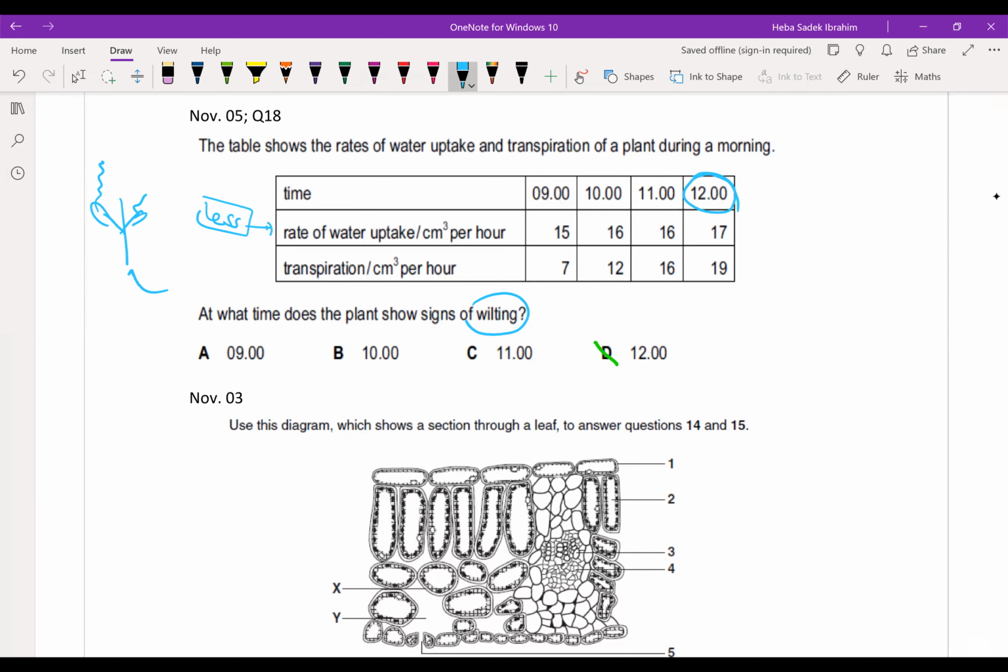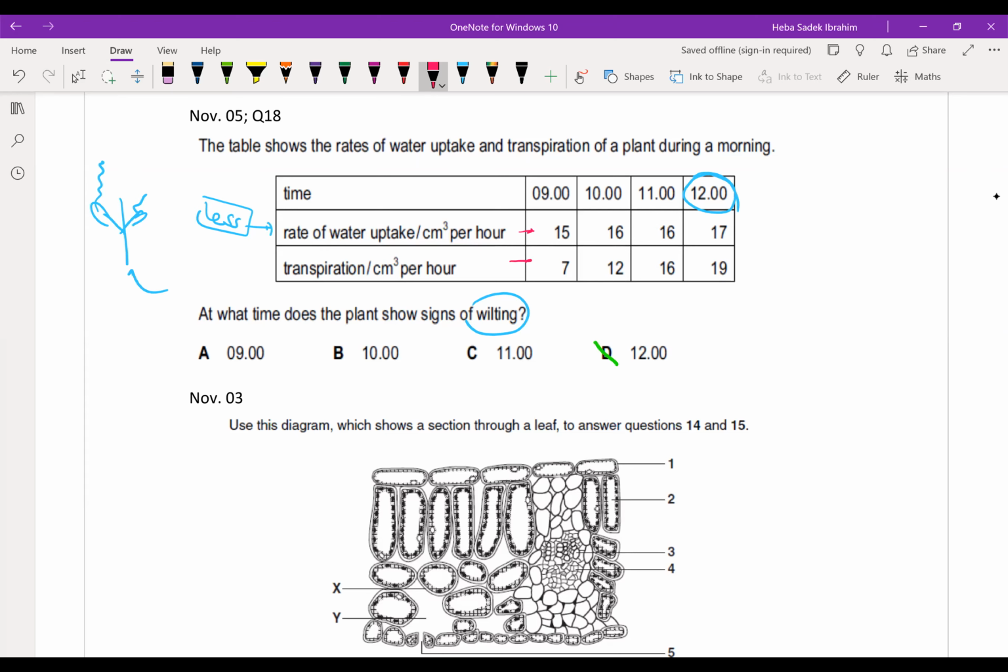Okay, do you see how we've answered this question and how we've tackled it, Omar? Wilting means that water loss is more than the water uptake. So we're just going to go along these rows and find out where the water lost is more than the water uptake.